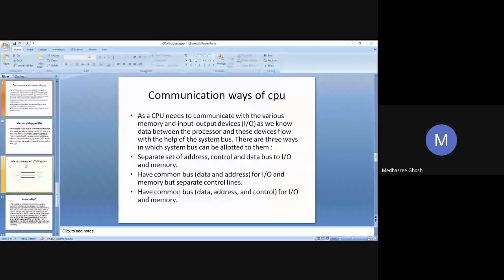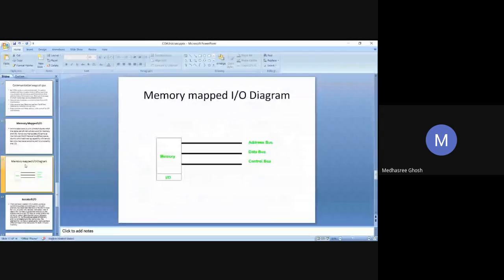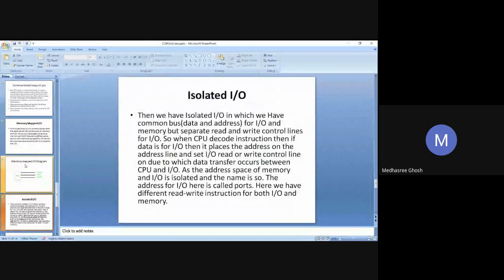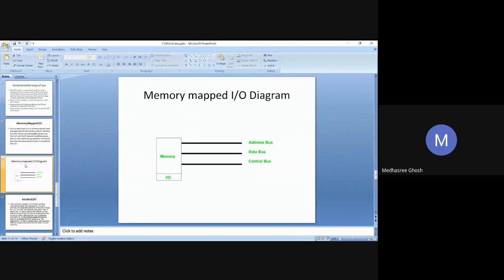Providing different buses, it will provide. If it doesn't have that space, it won't provide, and it will use the common buses. In this way, we have two concepts: one is memory mapped IO, and the other is isolated IO, which is also called IO mapped IO. In memory mapped IO, the buses are common. The address space shared by the CPU and the input output device is common.